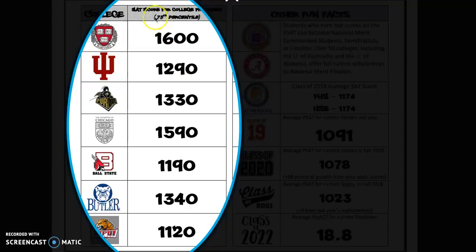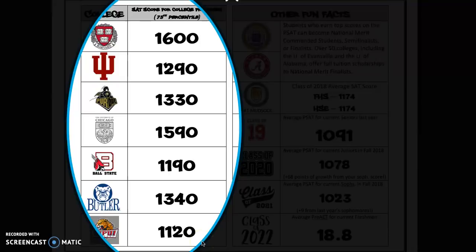So this represents the 75th percentile scores for students entering Harvard, for instance. That's not the average student, that's the top one-quarter of students. So the 75th percentile student at Harvard appears to be earning a perfect score. Kudos to them. You see the scores for IU and Purdue, U of Chicago, Ball State, Butler, and IUPUI. Do you have to earn these scores in order to get into these schools? No, but you become more competitive if you are earning higher than the 75th percentile student who enters these schools.